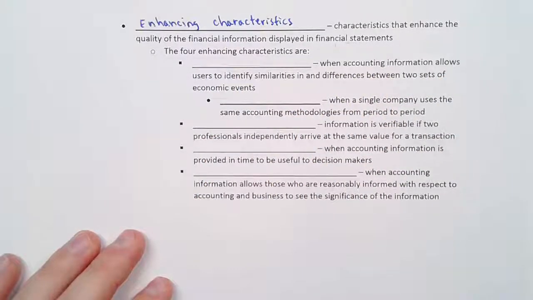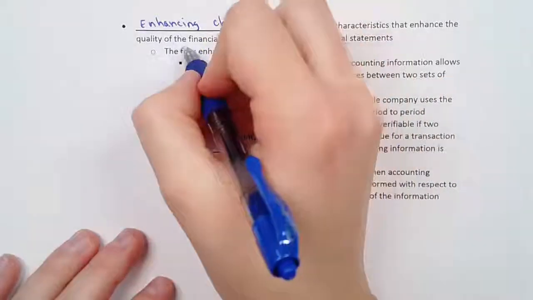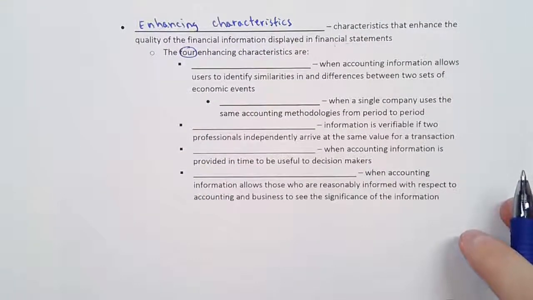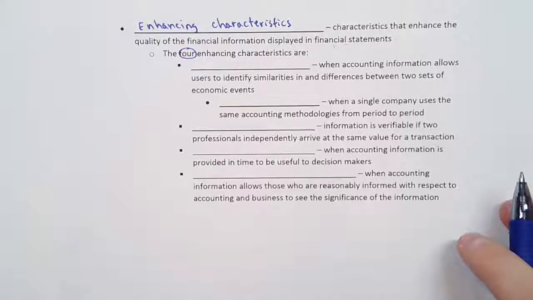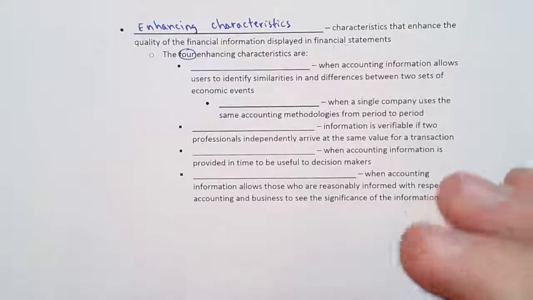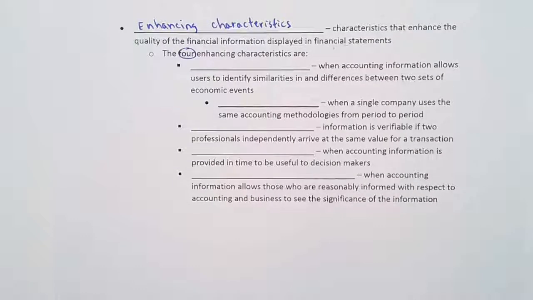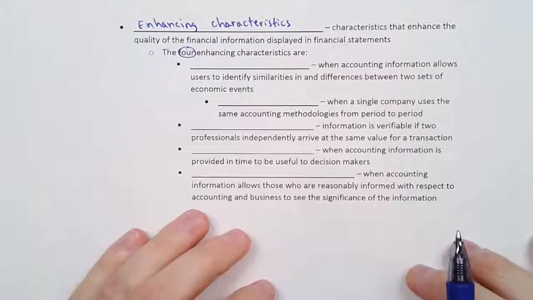All right? And again, like with the fundamental qualities, you need to know what these 4 are. And then you also need to know the actual definitions. Do you need to know word for word definitions? No, that's not really reasonable, but you do need to at least have the general idea of what this is. Okay. So the first one is something called comparability.